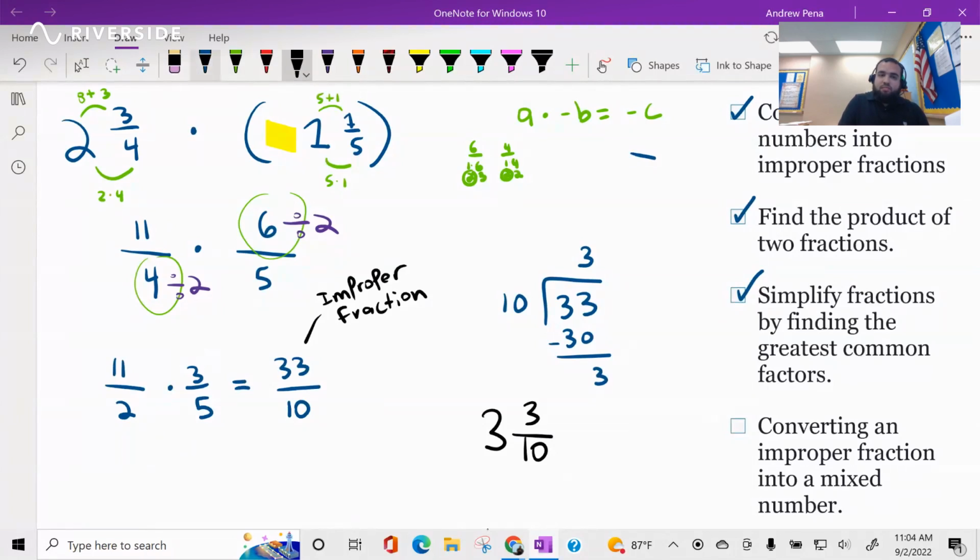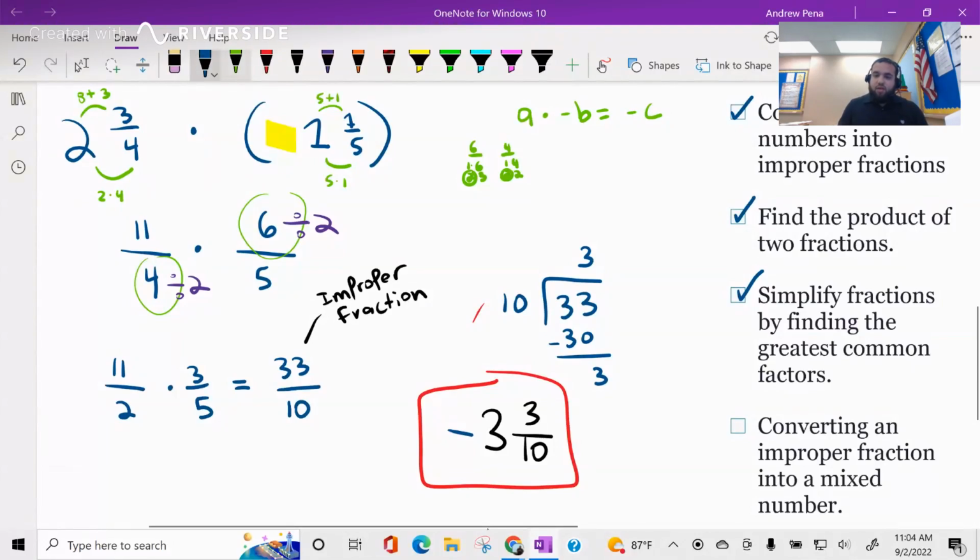And remember that negative from the beginning of the problem? We're going to take them back here. And so that's our final answer: negative 3 and 3/10. So our last step was to convert an improper fraction to a mixed number. Remember the 4 steps. You can go ahead and write this in your flashcards.